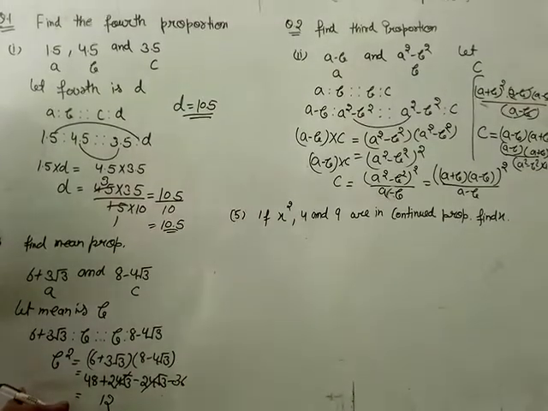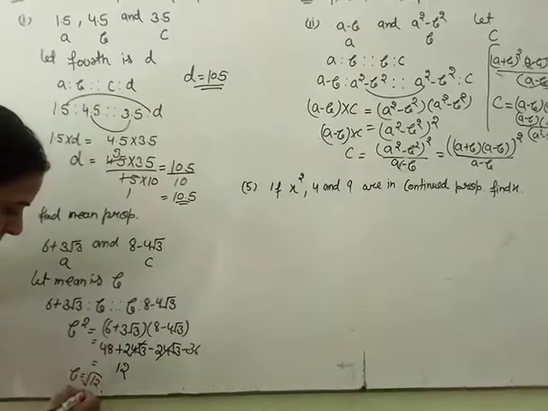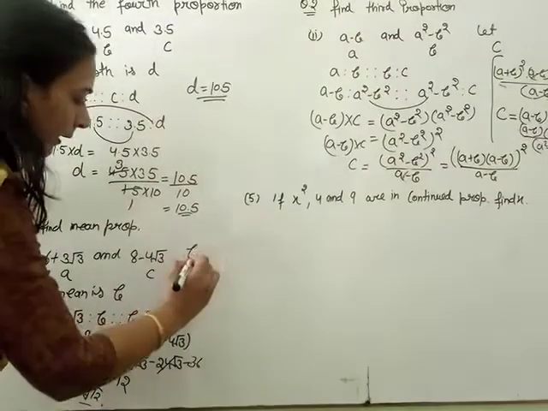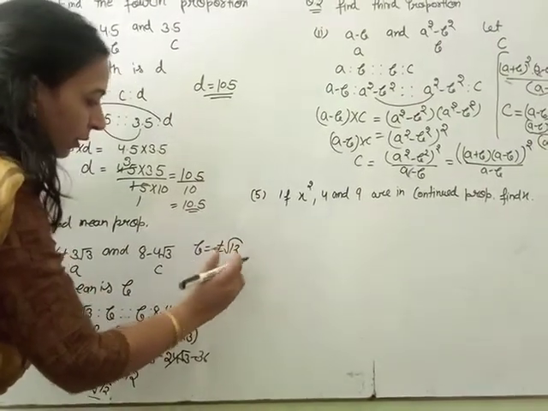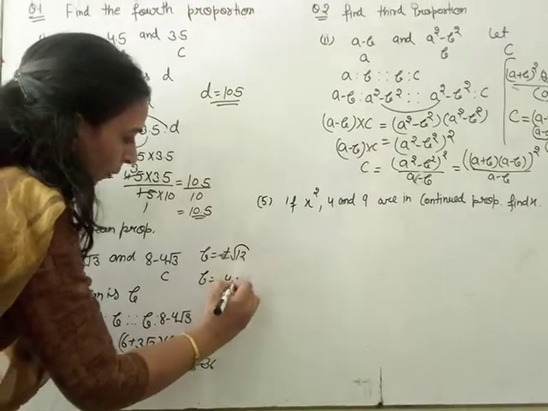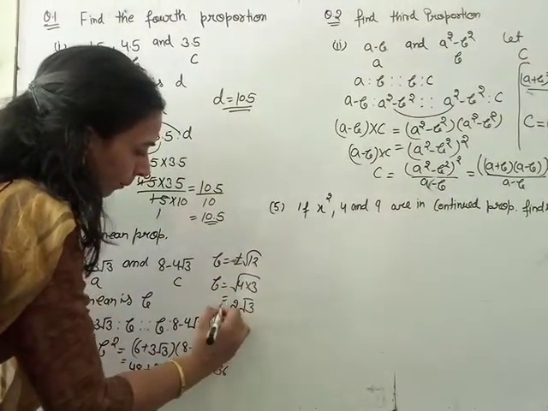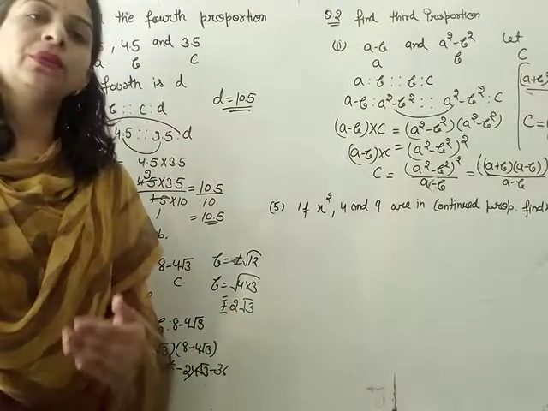B square equals 12 and B equals root 12, B equals plus minus root 12. Okay, the mean proportional is plus minus root 12. We can also write 12 equals 4 into 3, root 4 is 2, root 3, then plus minus 2 root 3. The mean proportion is 2 root 3.